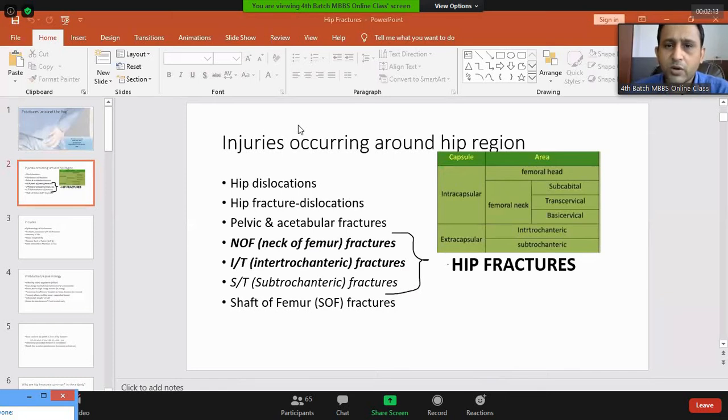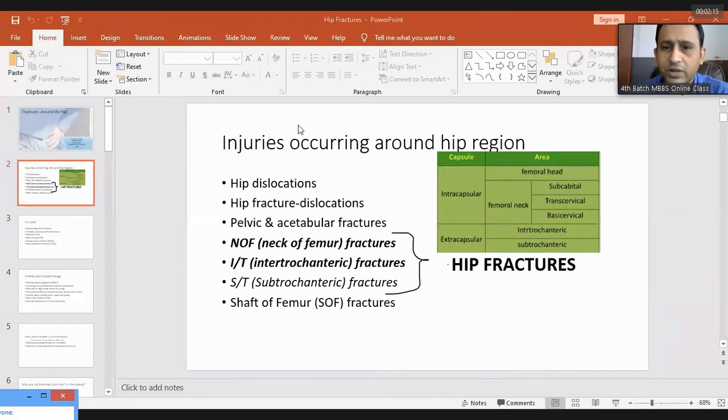So we'll be talking about injuries occurring around the hip region. Injuries can range from various things like dislocations. If it is associated with fracture, then you call it fracture dislocations. Sometimes pelvis and acetabular fractures. But the true fractures of the hip are called either the neck of femur fracture, inter-trochanteric fracture, or subtrochanteric fractures. These three are called hip fractures. And they can be either intracapsular or extracapsular.